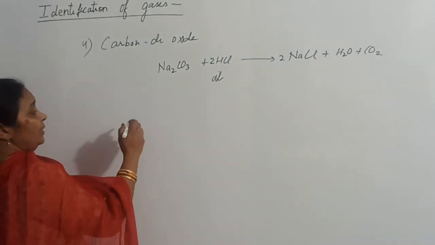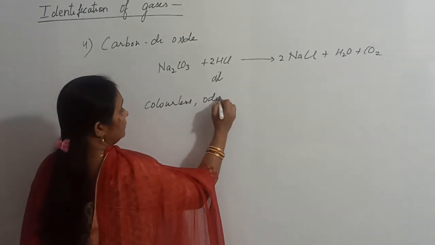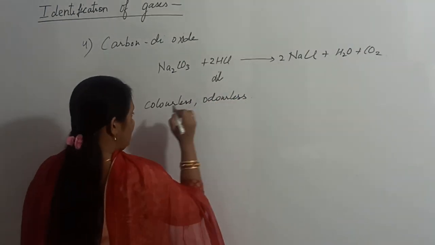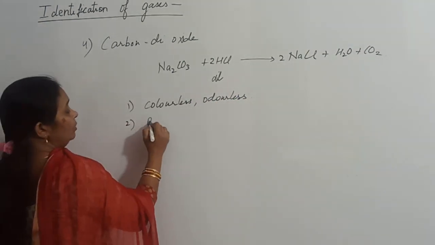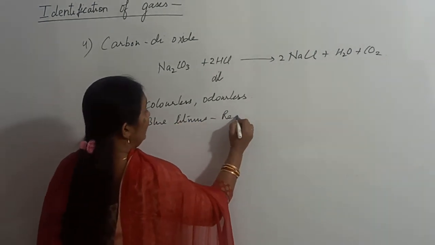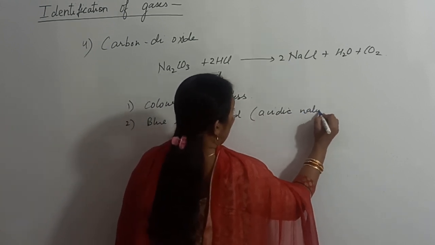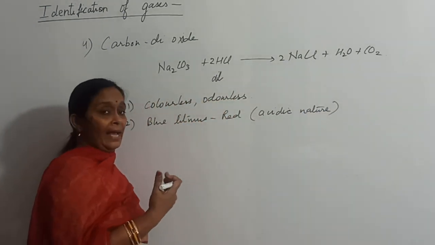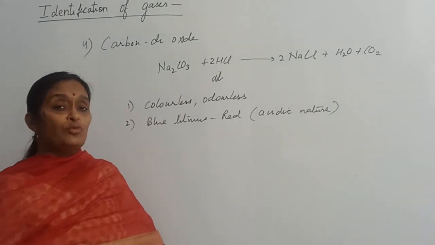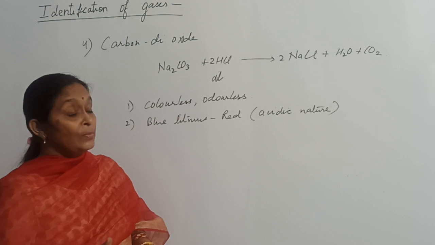So this gas carbon dioxide is colorless, odorless. If you test it with litmus, it will turn blue litmus red. That means it is acidic in nature. That proves the gas is acidic, but there are many other acidic gases, so you will have to confirm whether this gas is carbon dioxide or not.